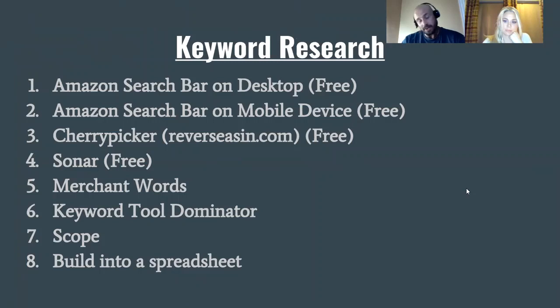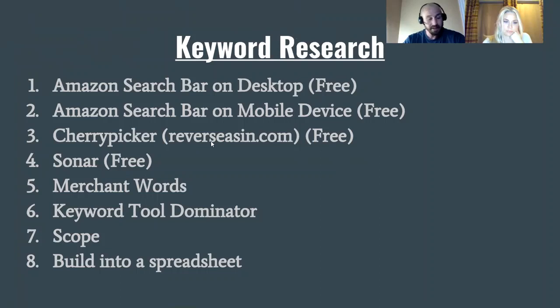So, ways that we can do keyword research. I'm going to show you some little tricks as far as keyword research is concerned, and some things I actually learned just this week. So, Amazon. Here are some tools that you could use: the Amazon Search Bar on desktop, and the Amazon Search Bar on mobile. Most sales are made off a mobile device, so it's super important to optimize for mobile. Cherry Picker, ReverseASIN.com. These are all free.